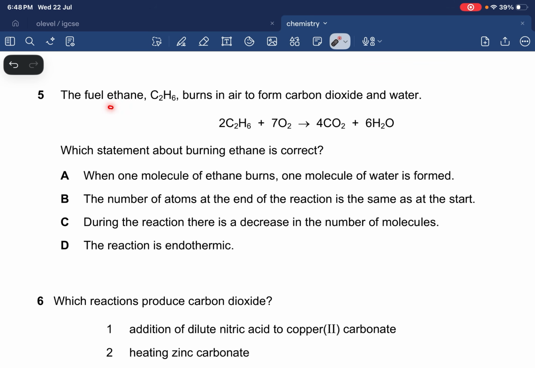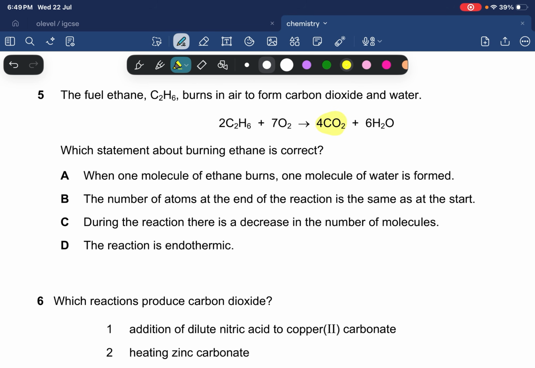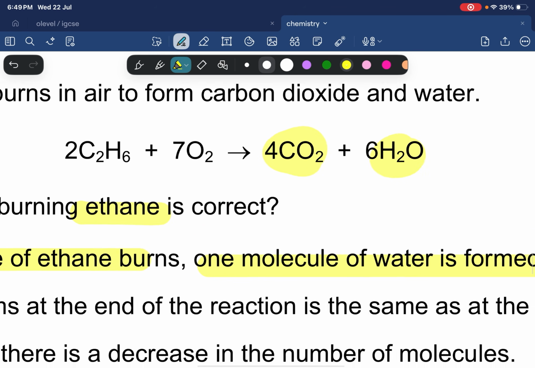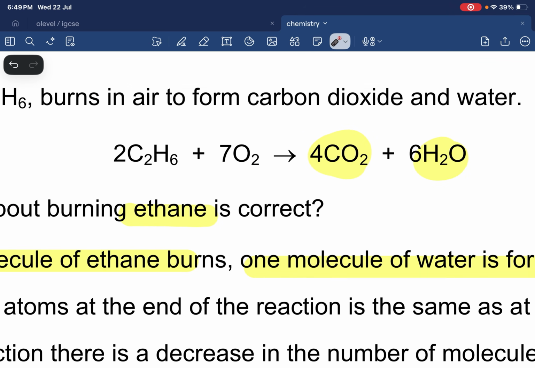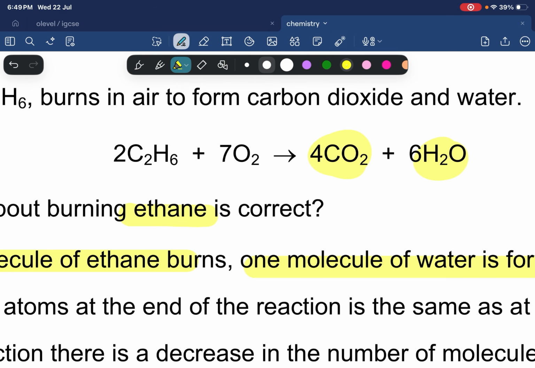The fuel ethane, C2H6, burns in air to form carbon dioxide and water. We're going to combust our fuel and get carbon dioxide and water. Which statement about burning ethane is correct? When 1 molecule of ethane burns, 1 molecule of water is formed. Well, that's not true. Why? Because to balance this equation, you need 1 molecule of ethane, right? If you need 1 molecule of ethane, you just cut this 2. You divide the entire equation by 2.